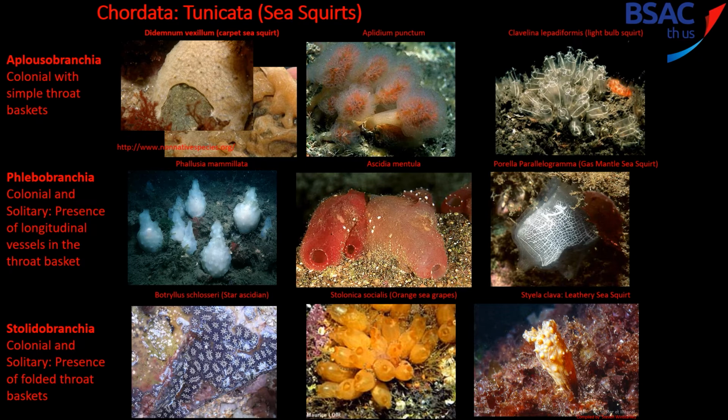In the third row we have the Stolidobranchia, which are both colonial and solitary, and they are identified by having the presence of a folded throat basket. So bottom left we have the Stolonica, bottom middle the orange sea grapes, and bottom right the leathery sea squirt.